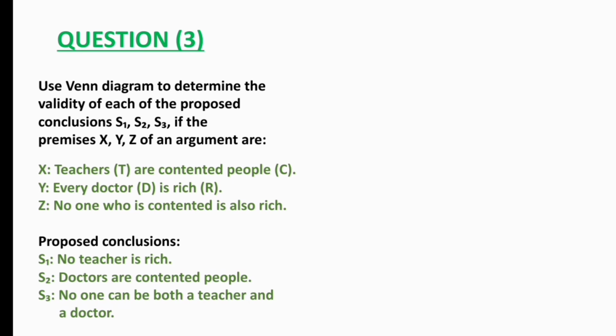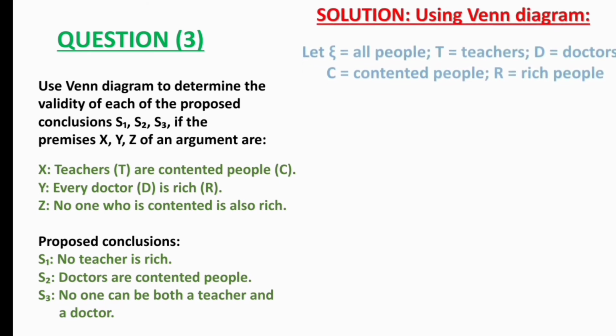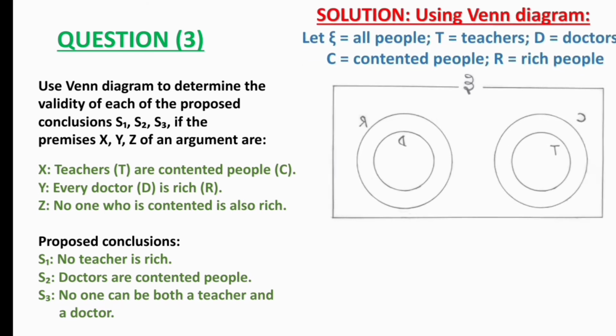Now the proposed conclusions are S1, no teacher is rich. S2, doctors are contented people. S3, no one can be both a teacher and a doctor. Let's see the solution to this question, of course using Venn diagram.